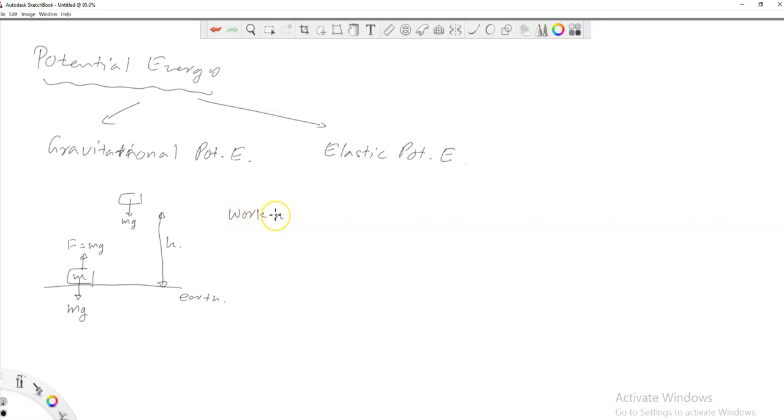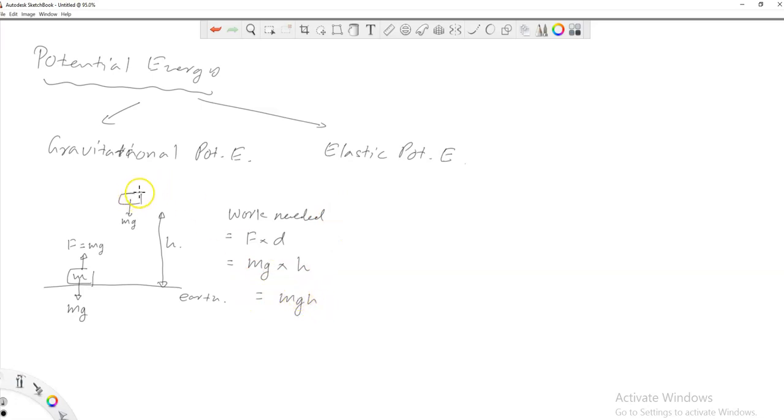Work needed is force multiplied by distance. You need a force of mg, at least equal to the weight of the object, multiplied by the distance or the displacement, the amount of meters it moved, which is h in this case. So the work you did equals mgh.